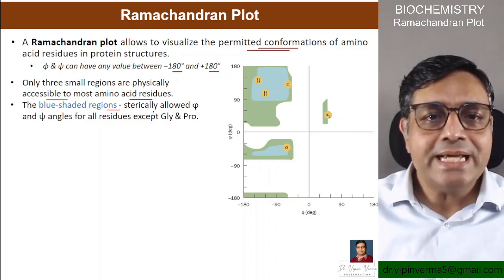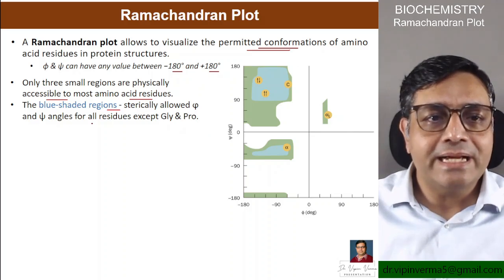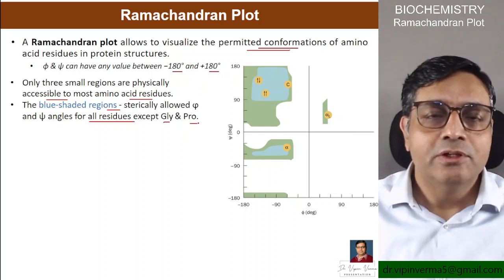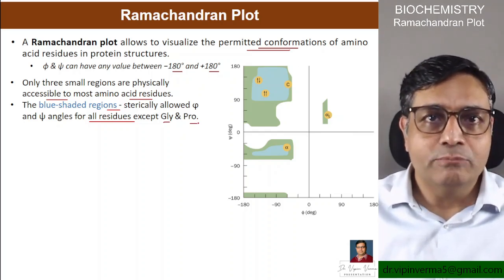Now the blue shaded regions, you can see here, this is the blue shaded region. These are sterically allowed phi and psi angles for all residues except glycine and proline. So these are the 2 exceptions. Why are they the 2 exceptions? I am going to cover them shortly.